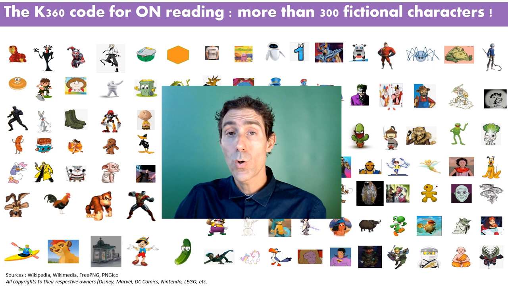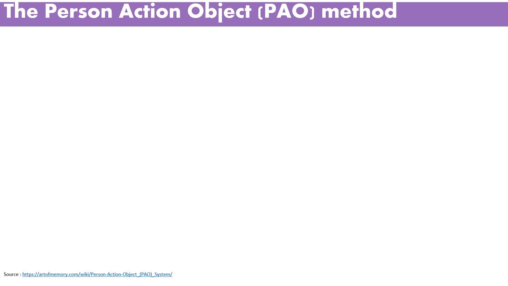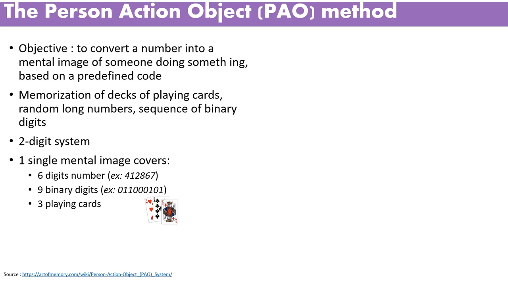But for this, I need to introduce you to a specific memory method called the Person Action Object, the PAO. The objective is to convert a number into a mental image of someone doing something based on a predefined code. It is used for the memorization of decks of playing cards, random long numbers, sequence of binary digits. It's usually a two-digit system, meaning numbers between 00 and 99, but it can be extended to a three-digit system, so numbers between 000 and 999.